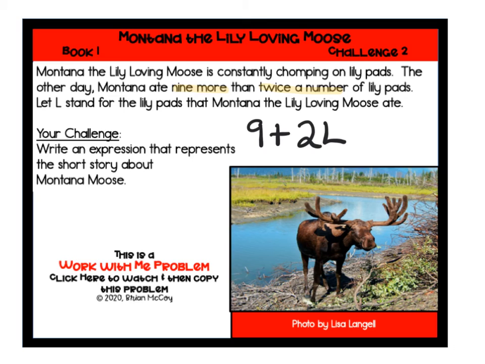I could write, and I'll do it in blue here, just to be a little different, 2L, right? And that's my twice a number. And then I need 9 more. So if I added 9 to it, I would just put the plus 9 right there. So this is another way that you could write it, 2L plus 9 or 9 plus 2L. Either way is perfect. And what I would like is if you had both of these written on your paper. So go ahead and pause the video and copy this second one down.